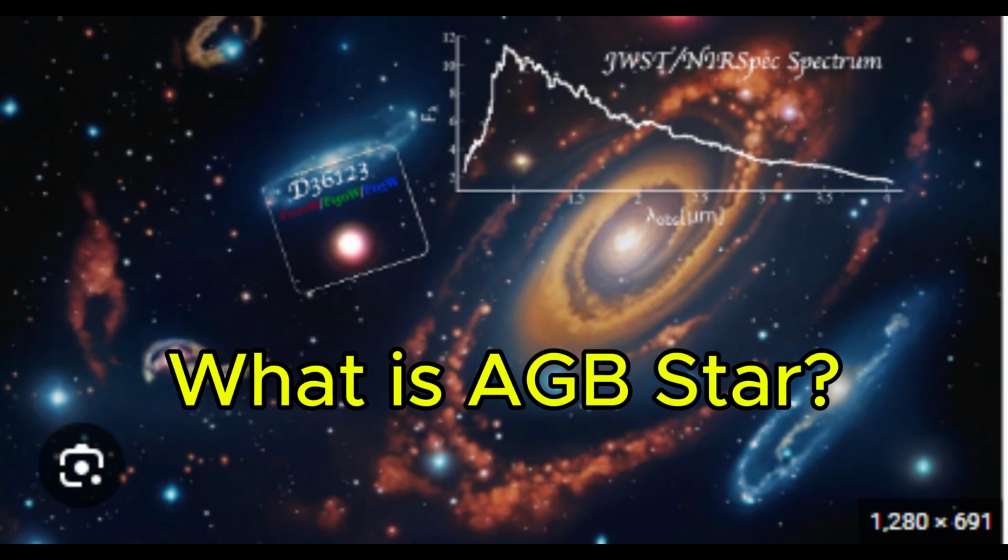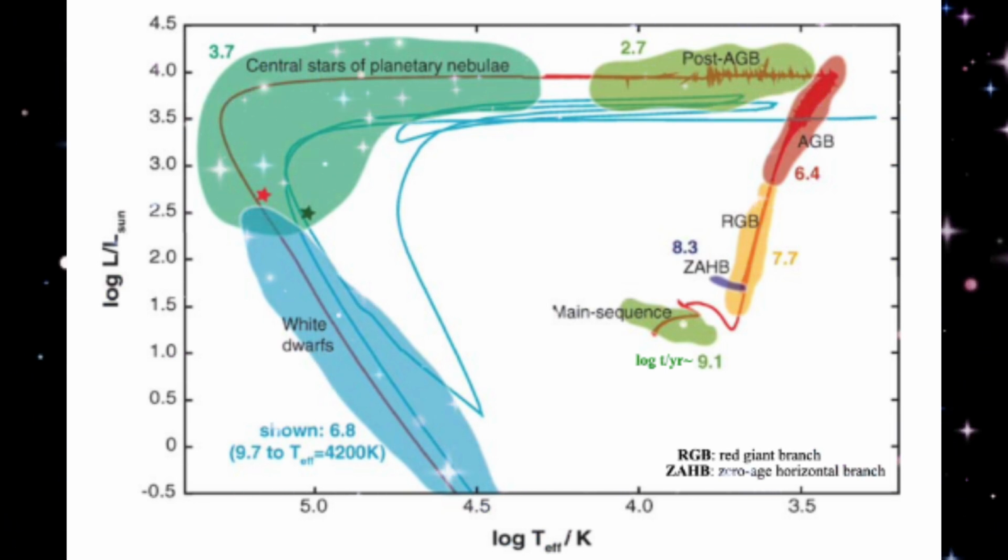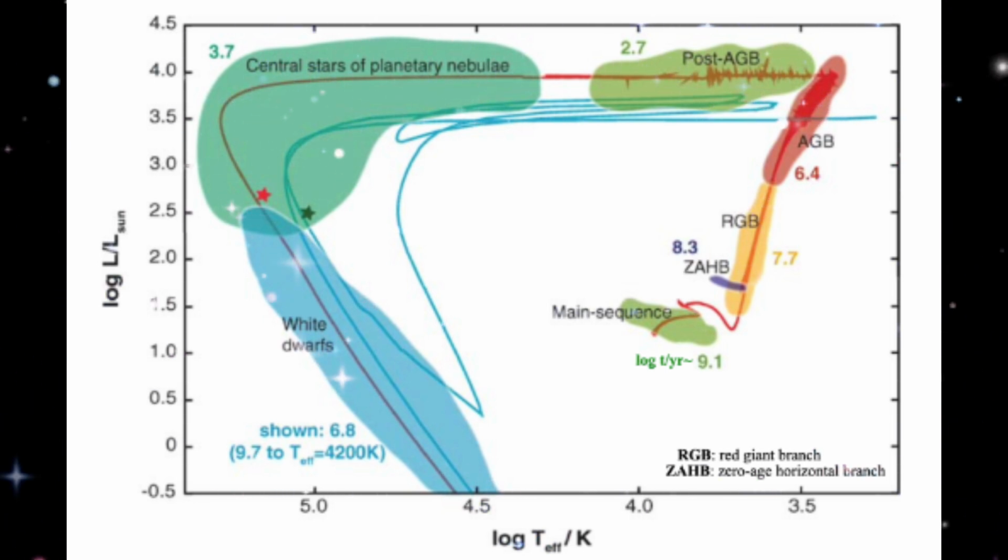What is an AGB star? An asymptotic giant branch, AGB, star represents the final luminous phase in the life cycle of intermediate mass stars, typically around 3 solar masses, lasting a few million years. Throughout a star's lifetime, it undergoes distinct stages of stellar evolution, characterized by different nuclear burning processes, temperatures, and durations.